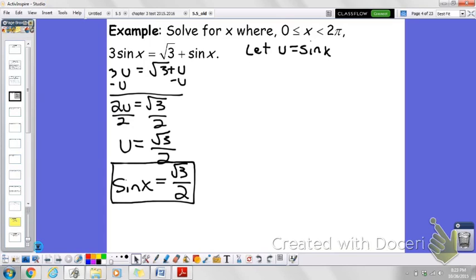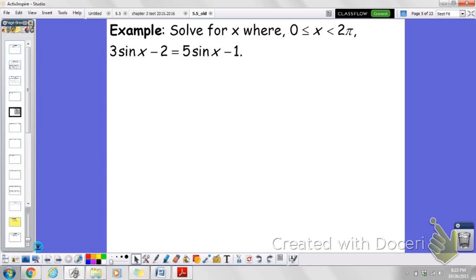We'll go to our unit circle and look in the y values for positive √3 over 2. You'll notice that we will have y values of √3 over 2 at x equals 2 pi over 3 and pi over 3. Since we are focusing on the angles between 0 and 2 pi, those are the only two we need. So our final solution is x equals 2 pi over 3 and pi over 3.